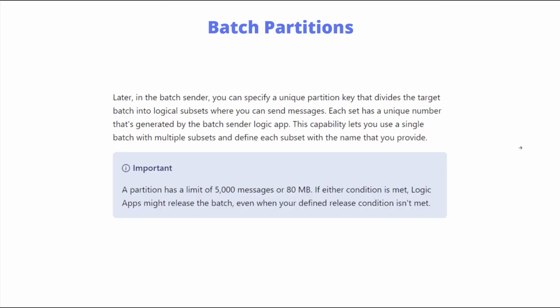Now, we're going to talk more about this next week. I will update the demo to show you this, but you can specify a unique partition key that divides the target batch into logical subsets. So this is where I talk about, say, a work order. Maybe you need to process all of the work orders in batches, where the work order might have many different states. You get all of these different messages in, and you need to process one work order before another work order. And so we can set up partitions, which is a pretty cool feature, and we'll take a look at that next week.